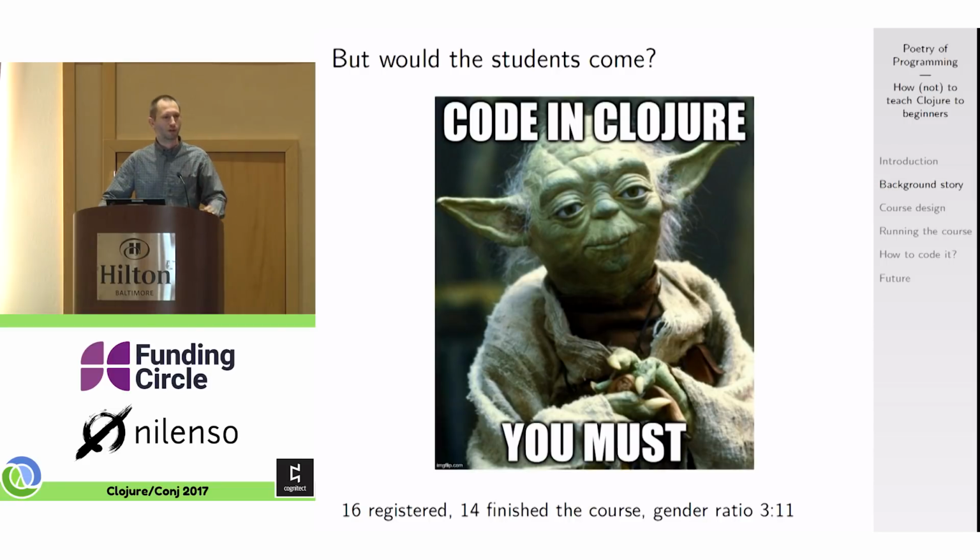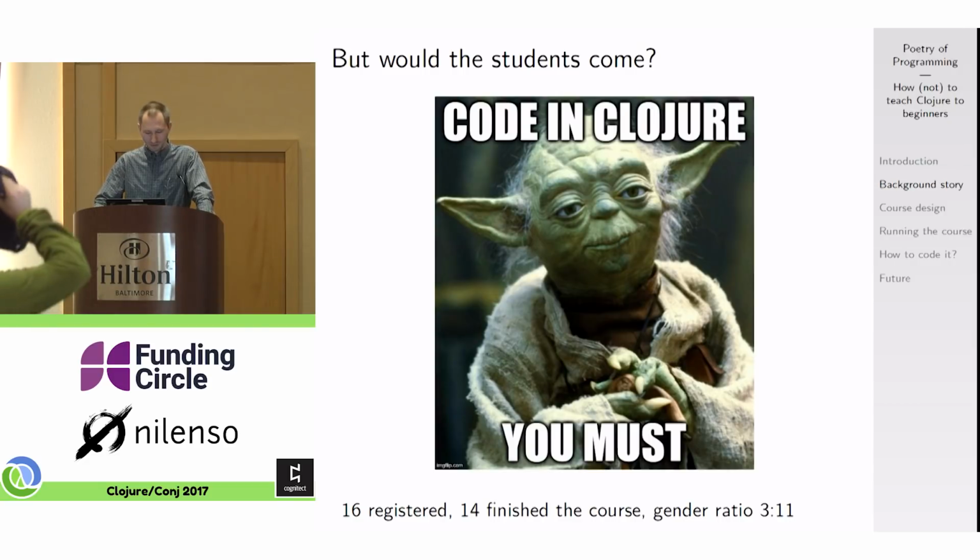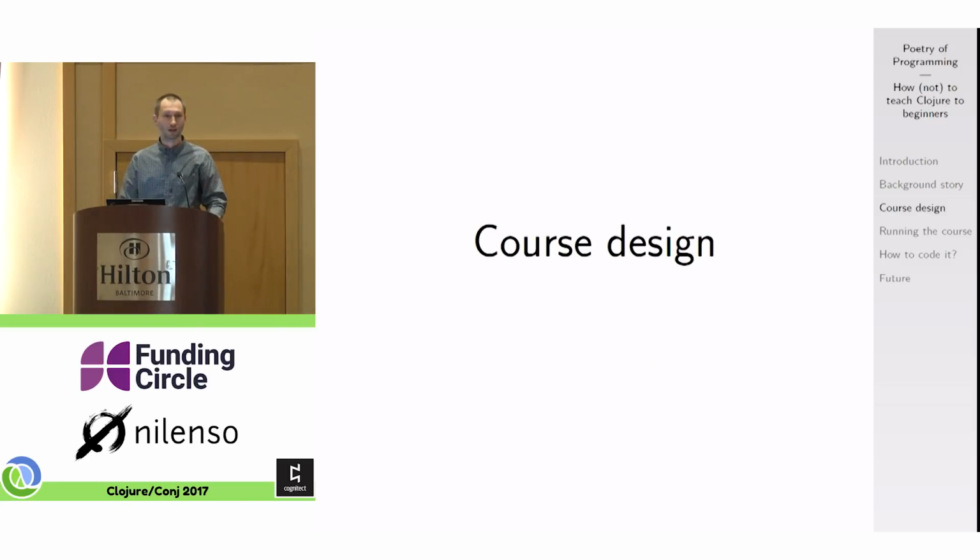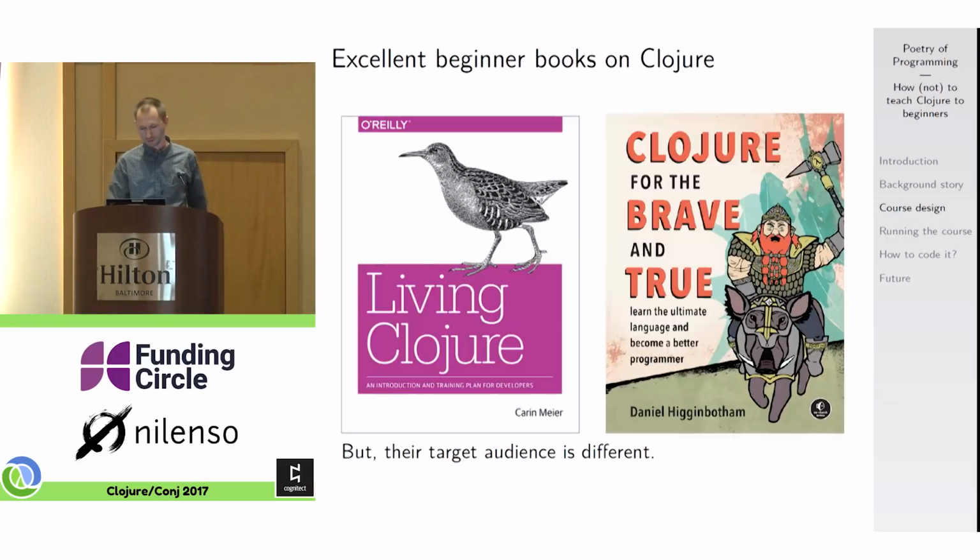But of course, the question was, would the students come? Okay, you can see I tried my best in marketing the course, and actually they did come. So 16 registered and 14 finished the course, and the gender ratio is 3 to 11. You might guess which way it is, but it's not 0 to something. So that was great.